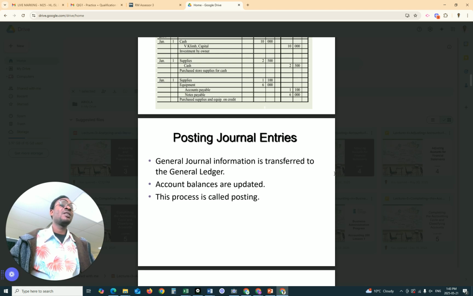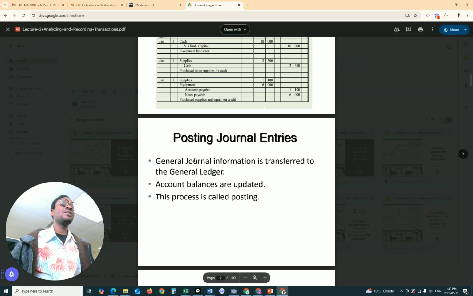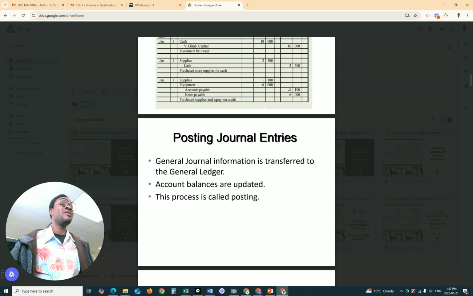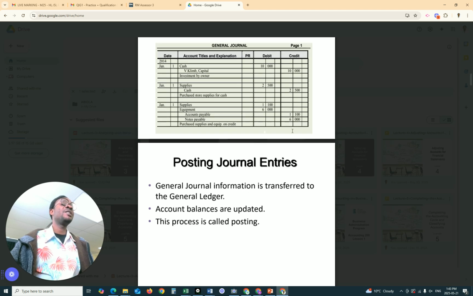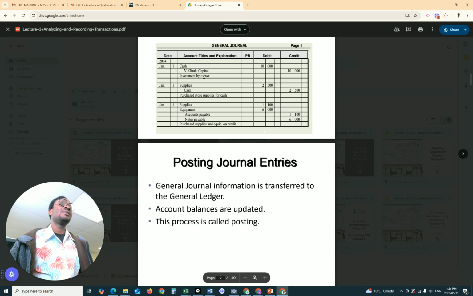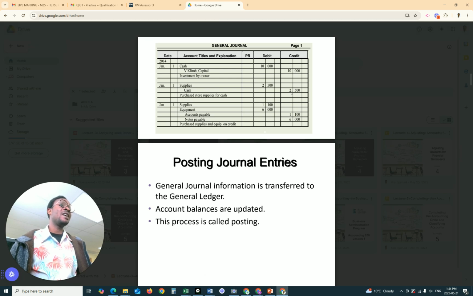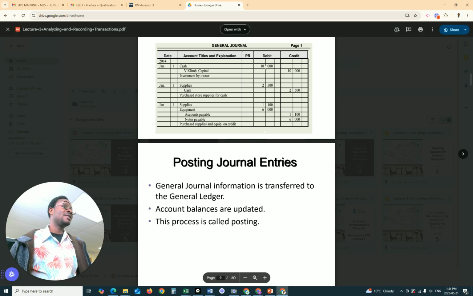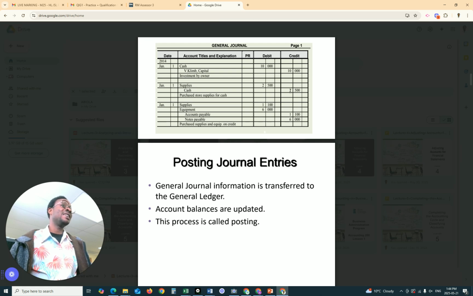Posting journal entries. General journal information is transferred to the general ledger, which means the amount you have in this journal would be transferred to the general ledger, and account balances are updated. For instance, cash of the business was possibly a certain amount before, but now it has increased by 10,000. Cash was spent by 2,500. That means as of this point there is 7,500 net cash in.